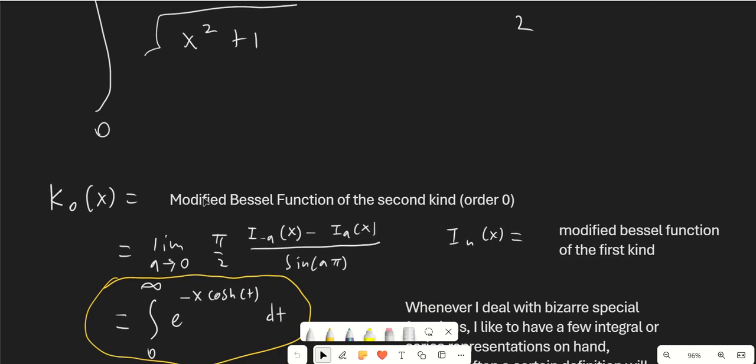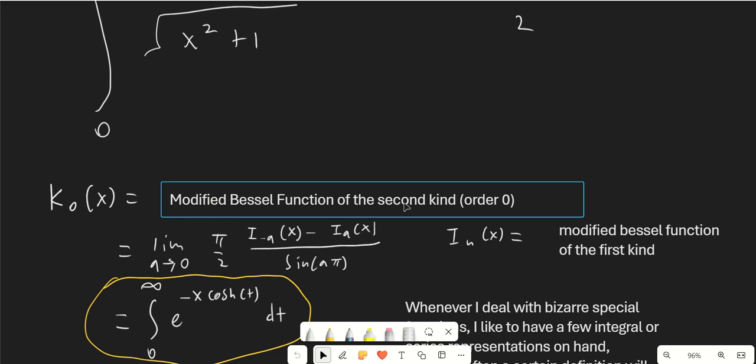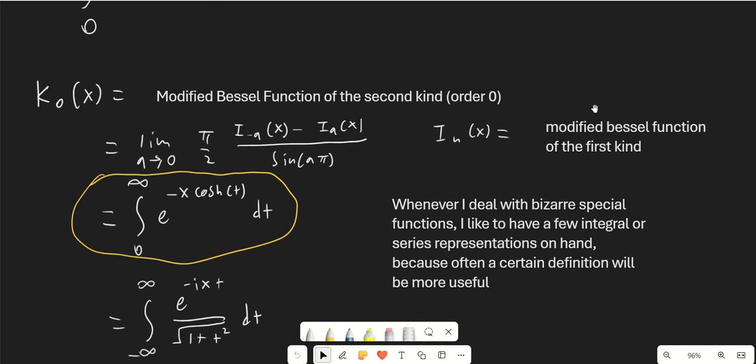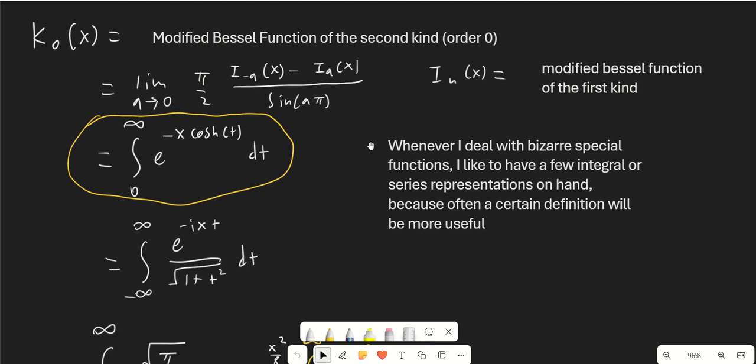So K naught is the modified Bessel function of the second kind of order 0, and it's defined by this limit. The limit as a goes to 0 of pi over 2 of I negative a of x minus I a of x over sine a pi. Now I n of x is the modified Bessel function of the first kind, and so the modified Bessel function of the second kind is derived from this function. And there's a few different representations of this. We have the integral from 0 to infinity of e to the negative x hyperbolic cosine of t dt, or the integral from negative infinity to infinity of e to the negative i xt over root 1 plus t squared dt.